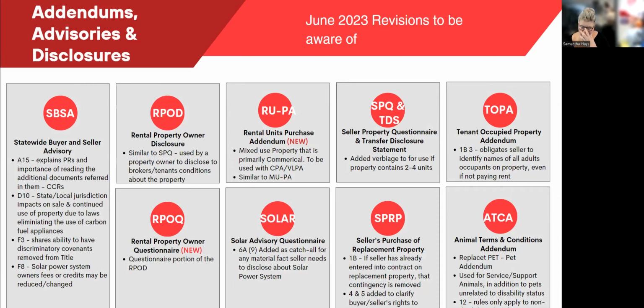And the last one that got snuck in because I couldn't find where else to put it, they have replaced the pet addendum. This is clarifying that they're to be used for the service and support animals, as well as animals that are not disability service based. And it also clarifies that some of the rules only apply to your pets, not your service or emotional support animals. And it gets into detail walking you through that.